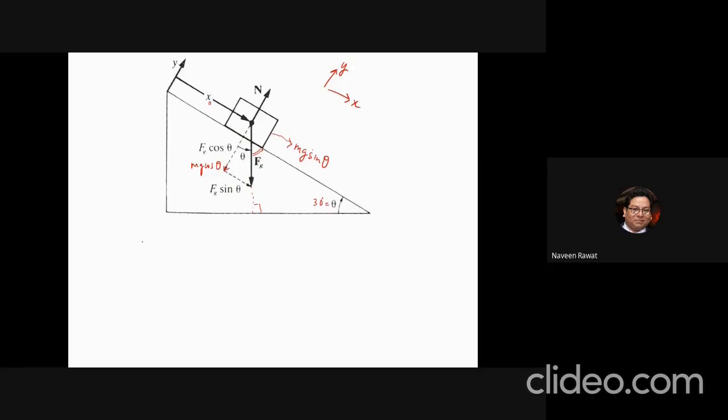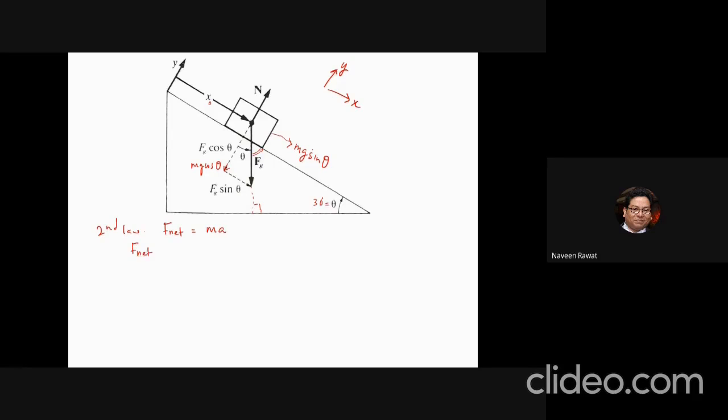Now, once you have decomposed and written all the forces, the object is sitting on this incline. So there will be a normal force that the incline gives on this object because of the contact. Any time two objects are in contact, there will be a normal force acting. So what do we do now? We use the second law. The second law says that the net force is equal to m times a.